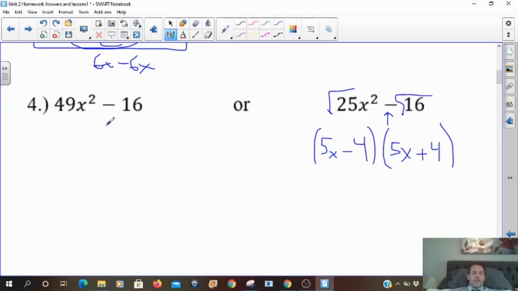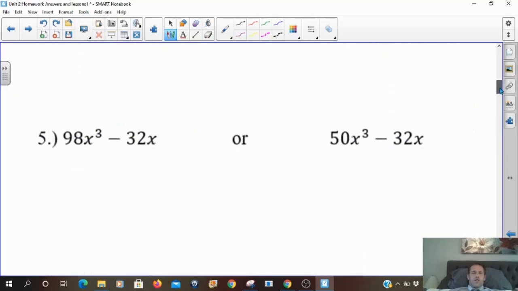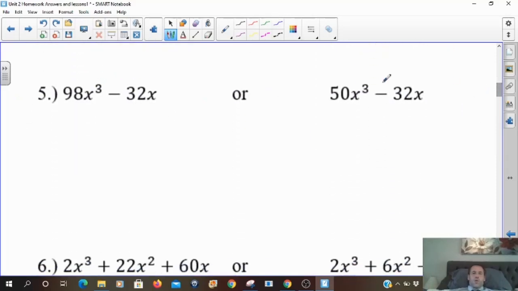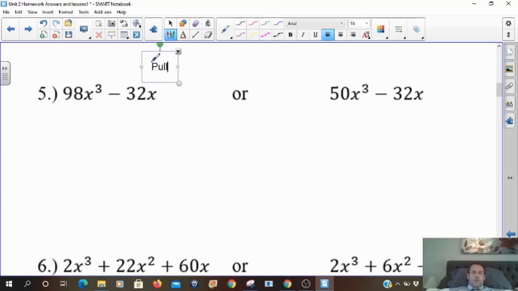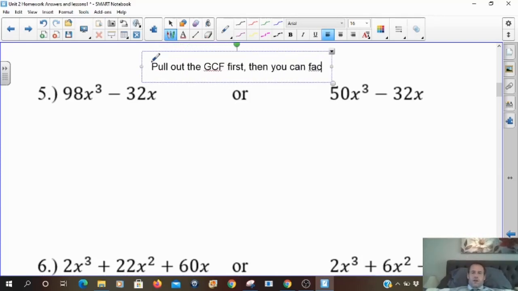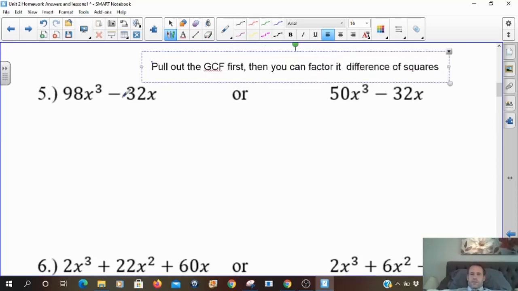This one will probably be 7 and 4, right? 7x plus 4, 7x minus 4. Okay, ooh, what do you get if you get the tougher one? Tougher. Well, I'm probably going to have to pull out the GCF first, right? So, pull out the GCF first, then you can factor it. And it's probably still going to be a difference of squares, I'm guessing.